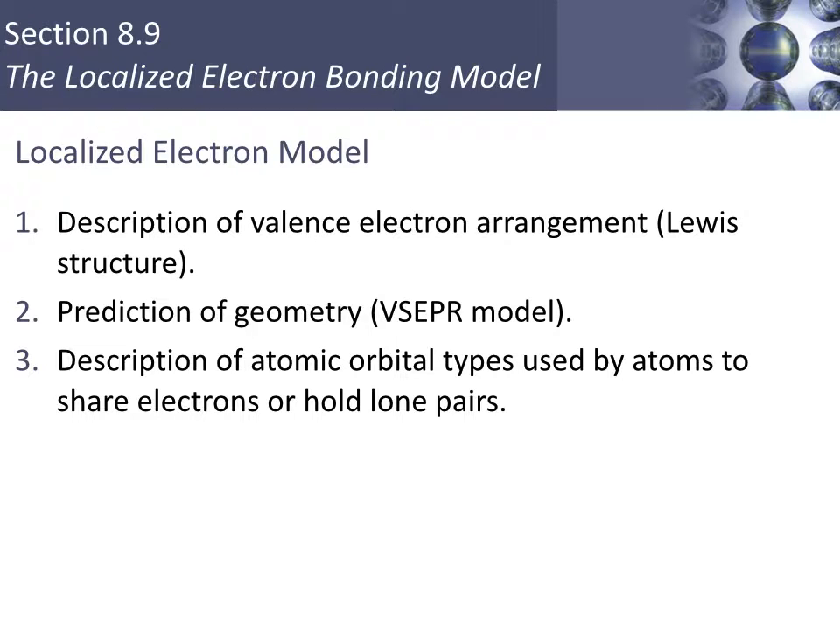The localized electron model does a couple of things. It describes the valence electron arrangement, and this is the Lewis structure that we'll talk about in a second. It also gives us information on the geometry, the shape of a molecule, and that's using the VSEPR model, which we will get to. And finally, it describes the orbital types used by atoms to share electrons or hold lone pairs.